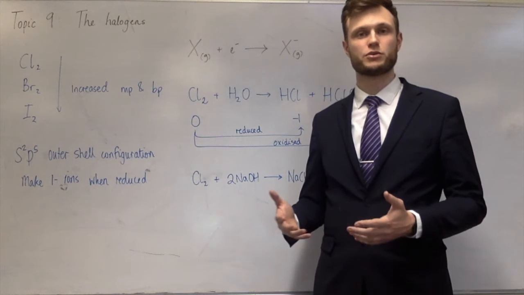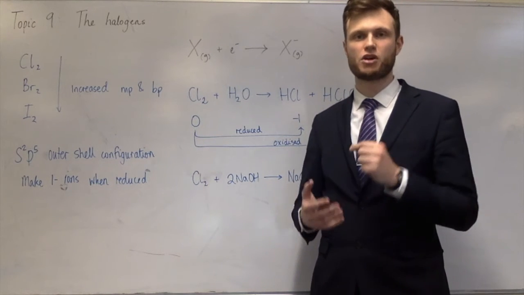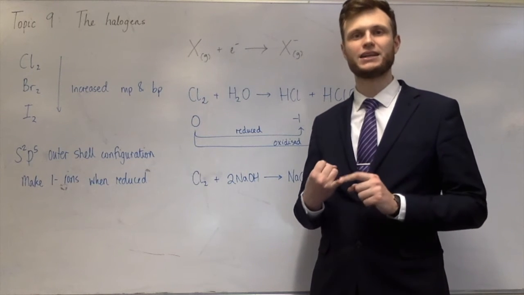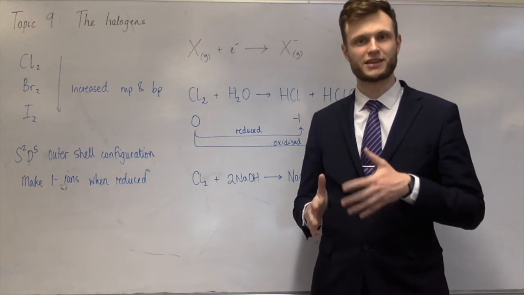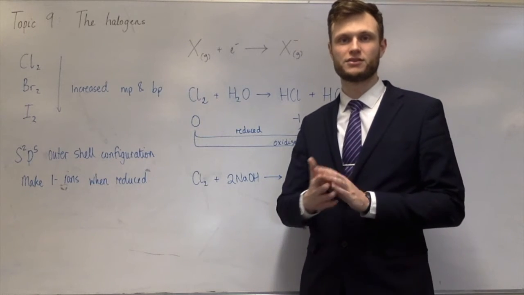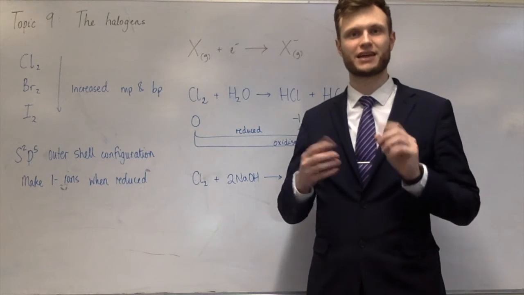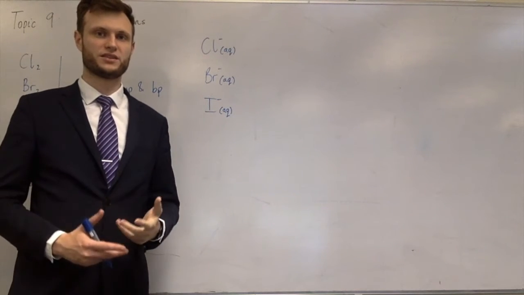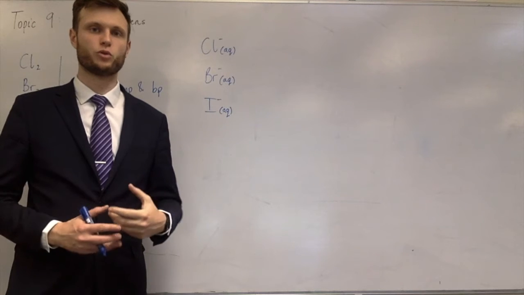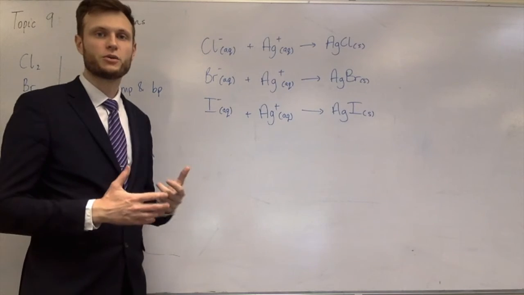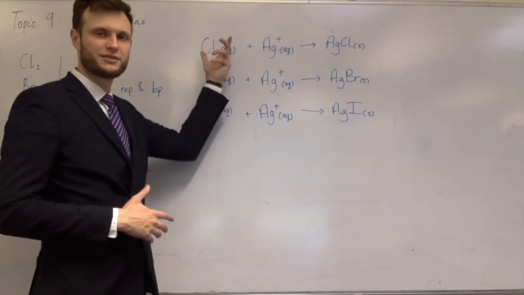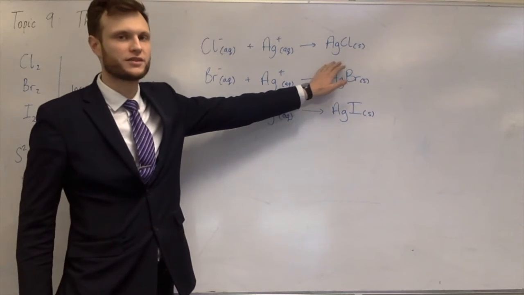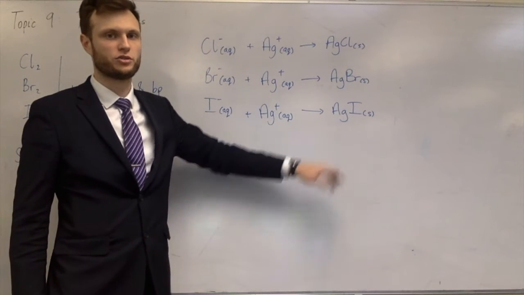Now this last bit is about chemical tests. You need to be able to describe a chemical test which could be used to determine if there is a halide ion present. I'll say that again, a halide ion. This doesn't detect halogens, this detects halide ions. Now each of these ions in solution will react with aqueous silver 1+ ions to form a solid precipitate. And so when silver nitrate solution is mixed with a halide solution, then you get a precipitate of either silver chloride, silver bromide, or silver iodide.